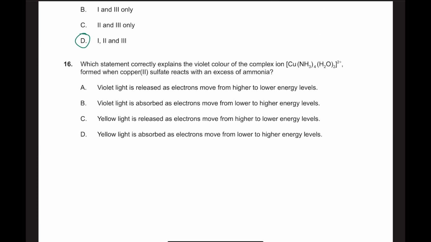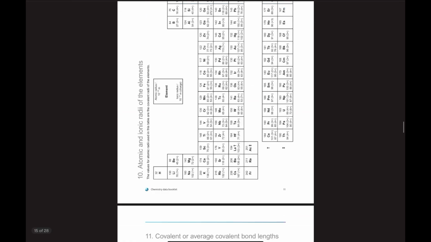Now, moving on to question 16. Which statement correctly explains the violet color of the complex compound [Cu(NH3)4(H2O)2]2+ when copper(II) sulfate reacts with excess ammonia? Right. Now, for complex compounds, there's a thing. The color which we observe is actually the opposite to the color which is absorbed. So why can we see violet, right? The color opposite to violet in the color wheel has been absorbed. That's why we only see violet, right? So let's find the color wheel here.